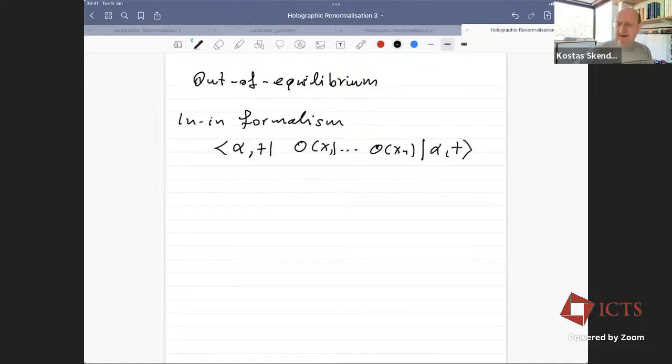So this is typically, for instance, if you do cosmology, the type of expression you would be interested in, because again, you want to know what is the expectation value of fields now or at some time in the future. You're not interested in something prepared in the infinite past and then something happening in the infinite future. When you do measurements locally now, you want to know what the results would be.